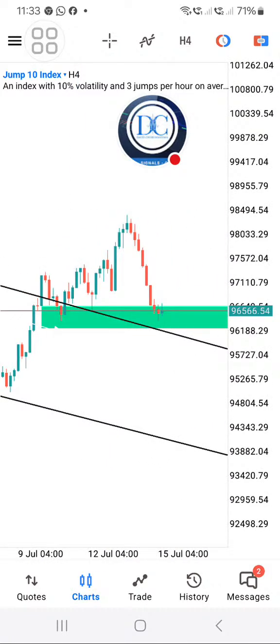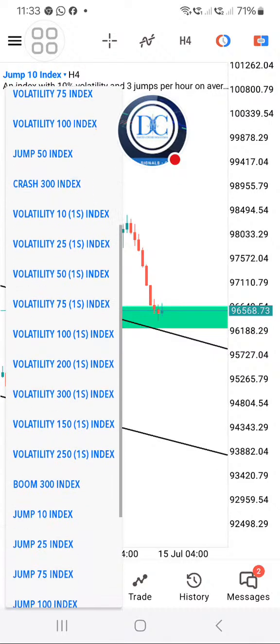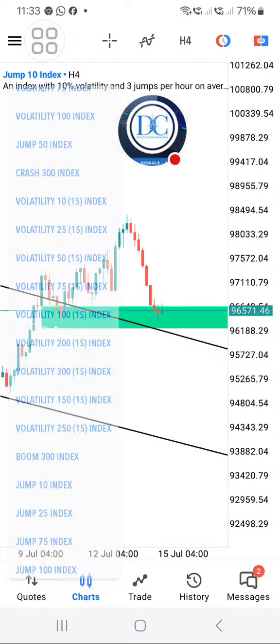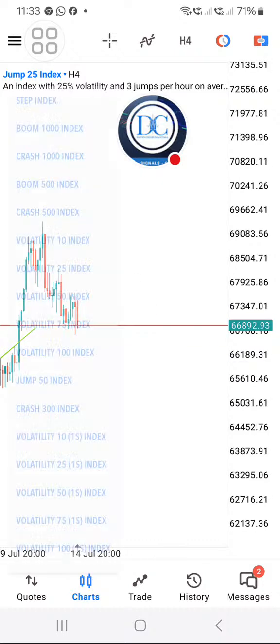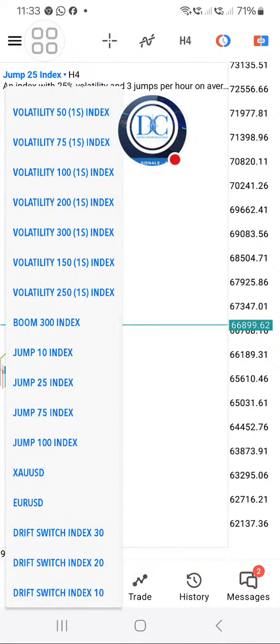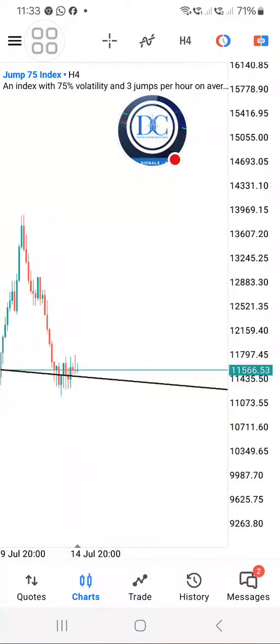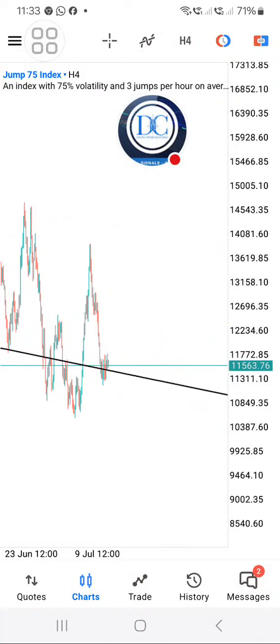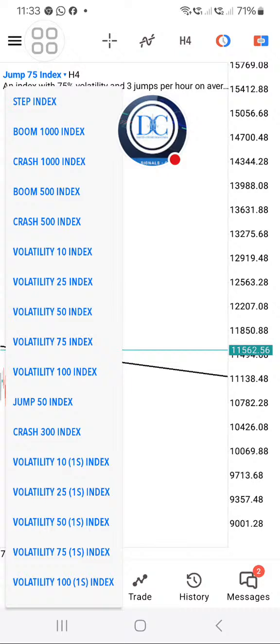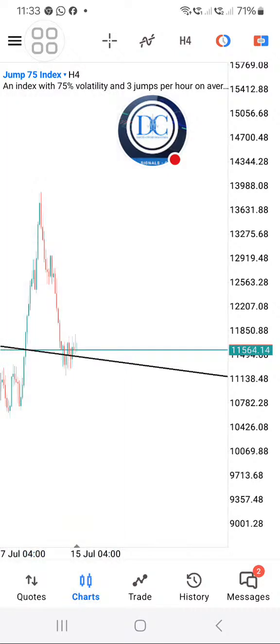This one will be a little bit tricky because I'm not sure what is going to take place. Let's go on VIX 25, Jump 25. Yeah, there's nothing. Jump 75. What happened in Jump 75? What is happening? Yeah, again, I don't have any clear analysis. I think for today, these analyses are enough.